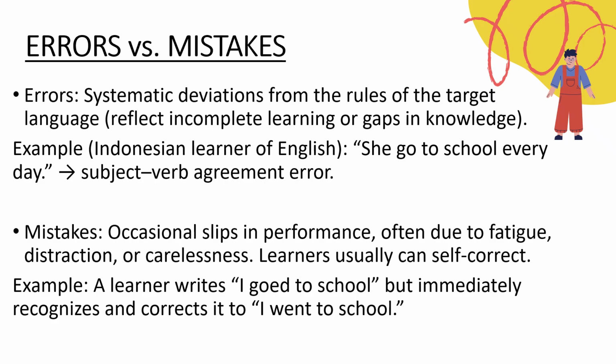So errors are systematic deviations from the rules of the target language. It means you have not comprehended particular materials or subject matters, therefore you make errors. In this case, you have gaps in certain knowledge, or you have done incomplete learning of certain knowledge, therefore you make the error.